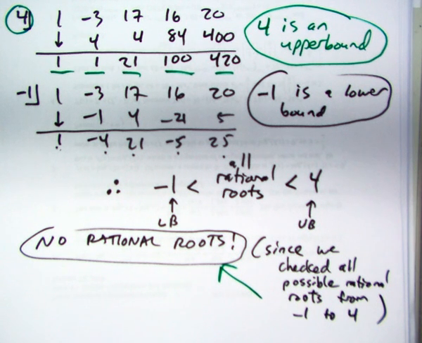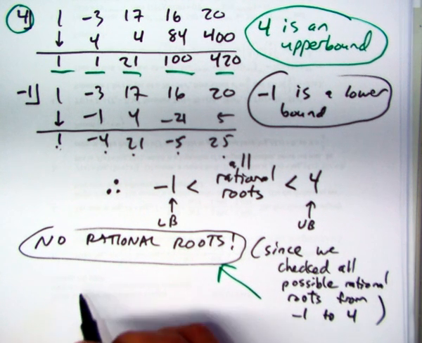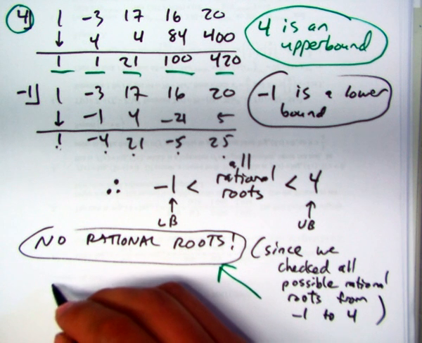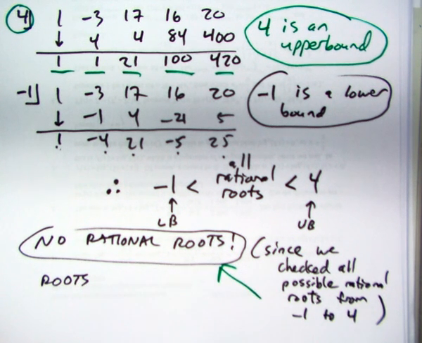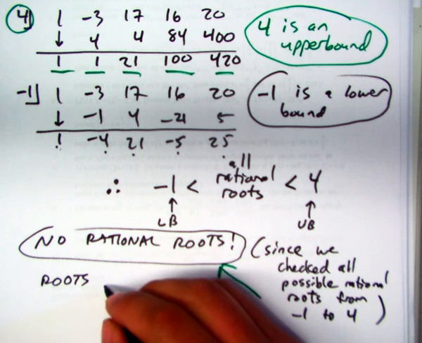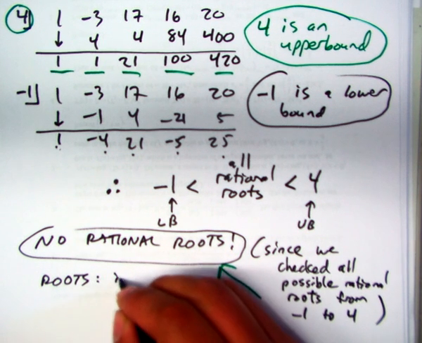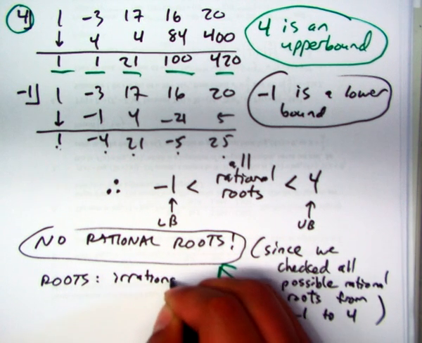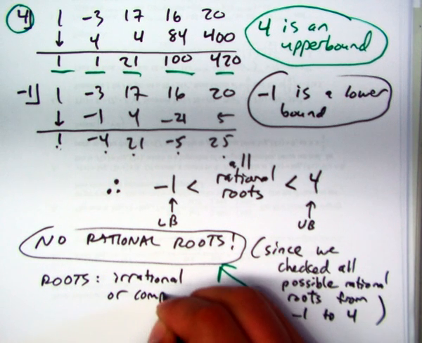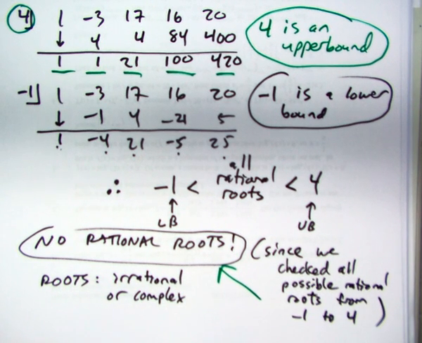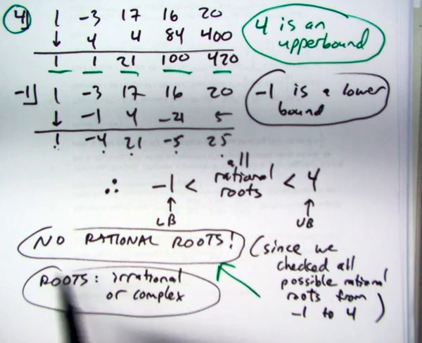So what does this mean? That means that the roots for this equation are irrational, or could be irrational, like ones you would get from the quadratic formula. Or maybe they're all complex and imaginary. Okay, and without a calculator, we really can't do much.